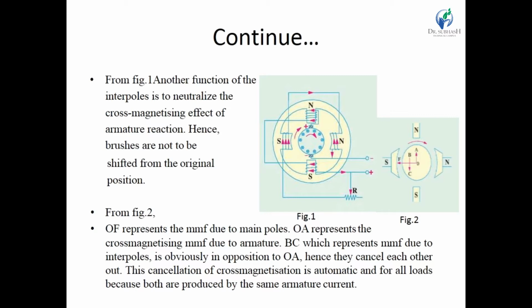In the second figure, the interpole also neutralizes the cross-magnetizing effect of the armature reaction. So it is not necessary to shift the brushes from their original position. This is shown in the figure, where they represent the MMF due to the main poles. It also represents the cross-magnetizing MMF due to the armature and also the MMF due to the interpoles. It is in opposition to each other.